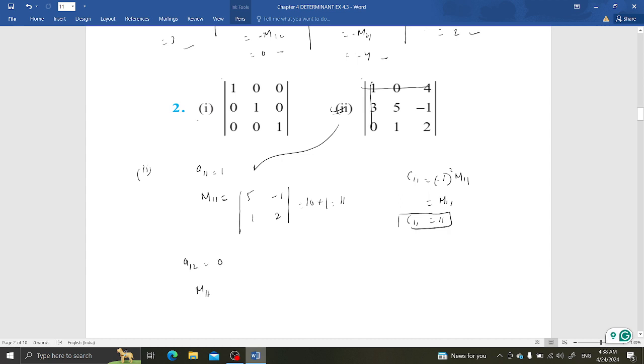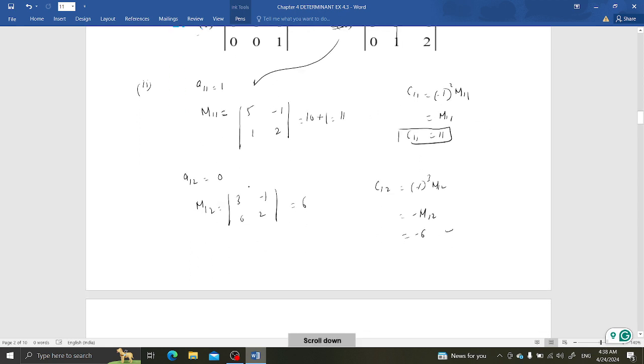What about M12? How can we find it? Remove the first row and the second column. We are left with 3, -1, 0, 2, and we have 6 only. So C12 is (-1)^3 M12, that is minus M12. What about minus M12? M12 is 6, so minus 6 we get. Okay, so the same thing we need to do for the fourth one.